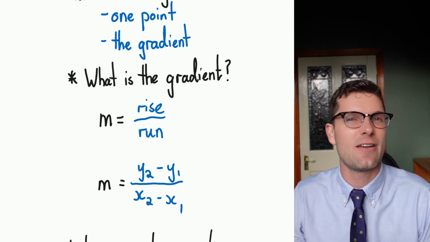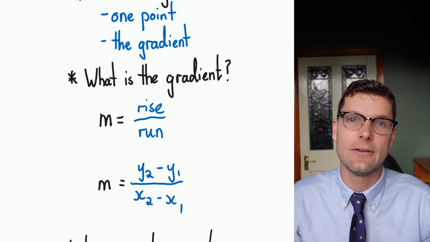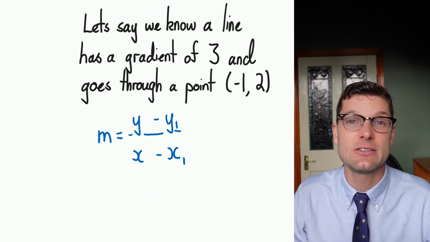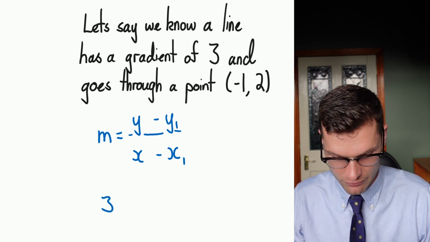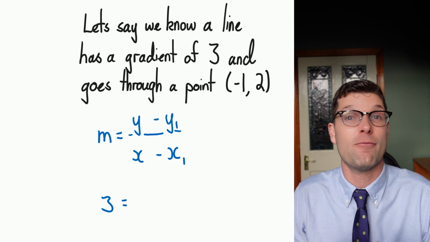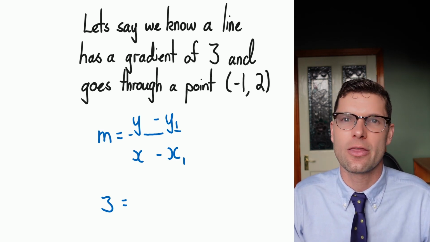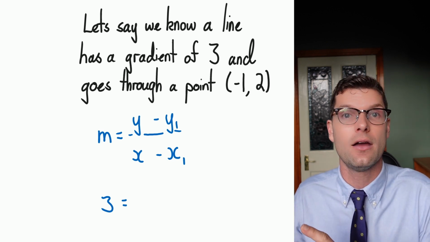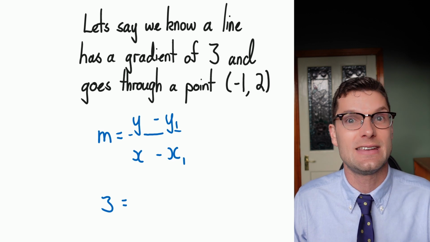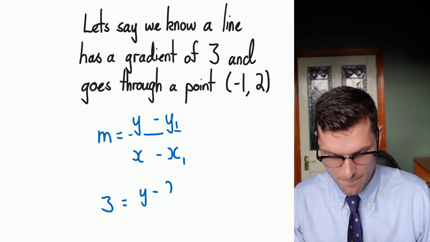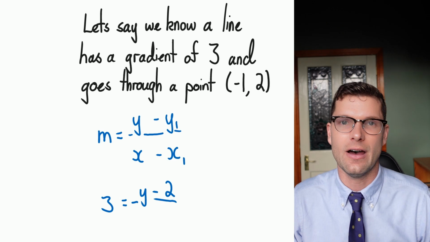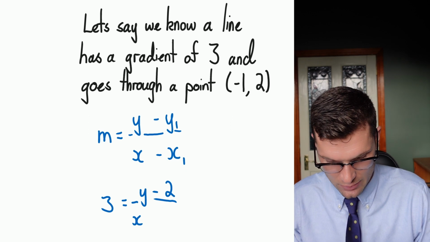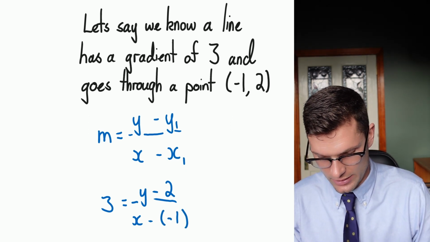Because of this, if we have been given the gradient and we've been given the point, we can substitute some really important information into this formula. So for this one here, I know for a fact that m is equal to 3. The gradient is 3. And I have 1 point. I don't really know what the other point is, so I'm going to keep that y2 as just some number. That is just y minus y1, which we've been given in the formula. So here I've got y minus 2 all over x. Again, I don't know what that other x point could be. It could be anything. It's just going to be x, and that's minus 1 from the question.